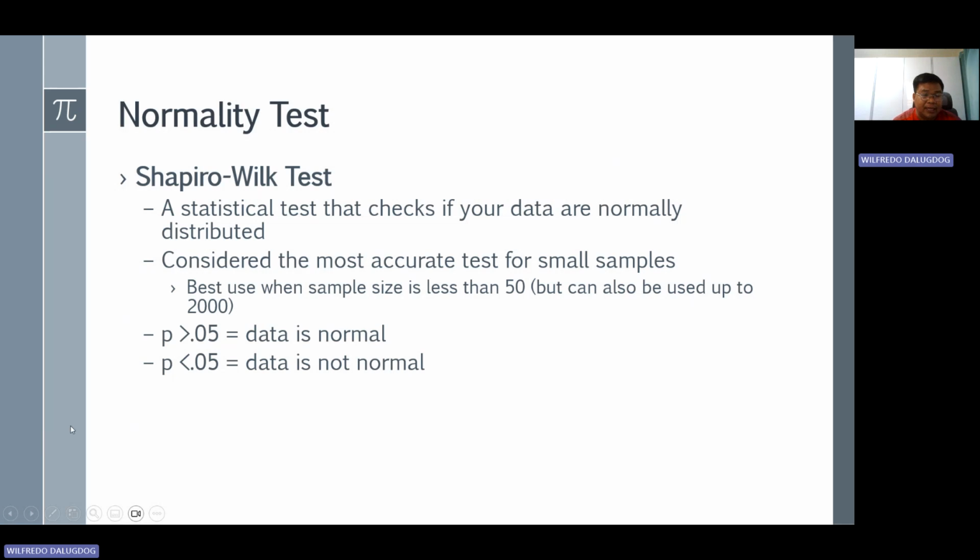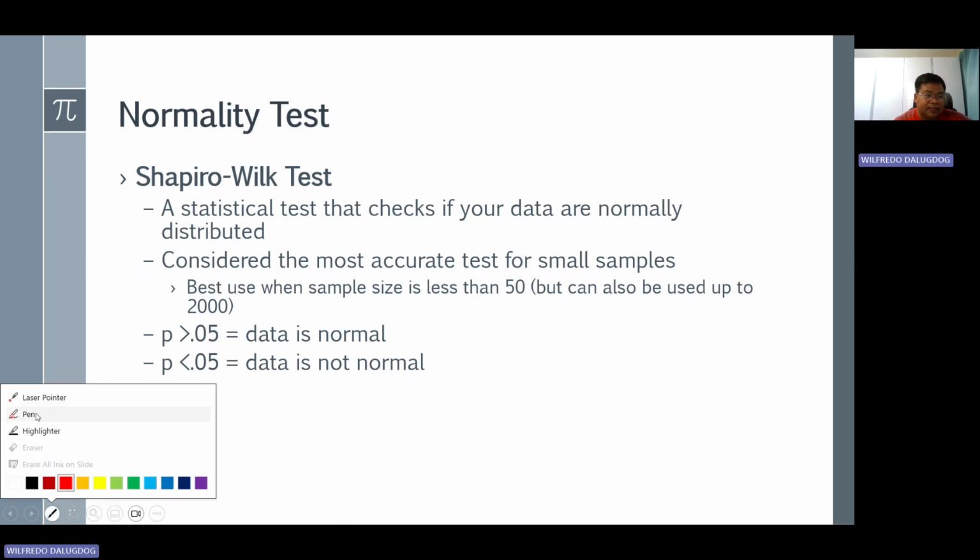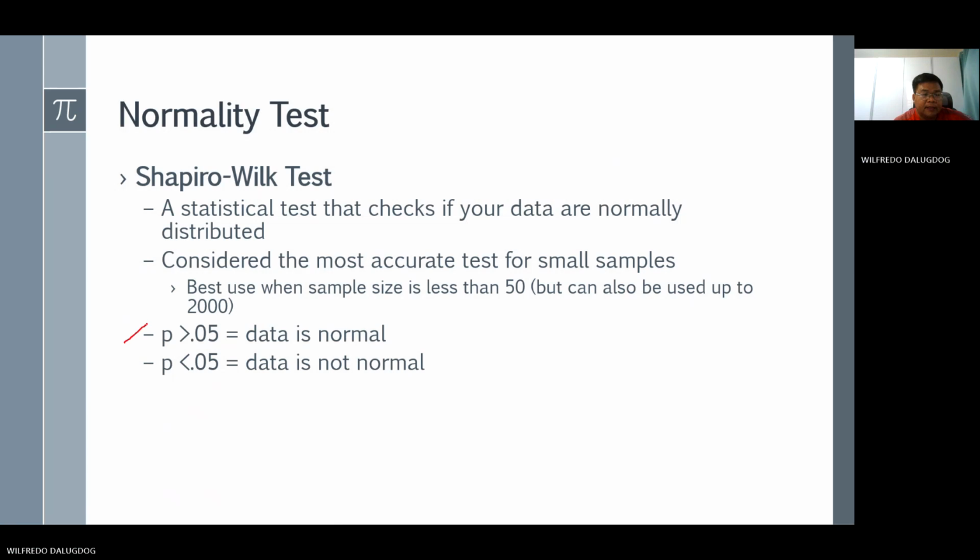As you can see with this, if the p-value is greater than 0.05, basically the data is normally distributed. If the p-value is less than 0.05, basically the data is not normally distributed.